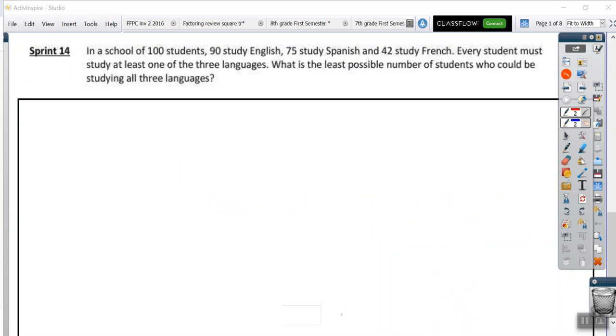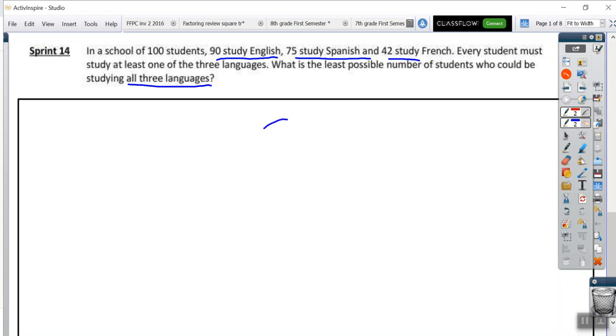All right, this one is fairly quick. We have 100 students total. In those 100 students, we have 90 who study English, 75 Spanish, and 42 study French. Every student must have at least one language, so no one can opt out of language. Why would you study 3? I don't know, but someone wants to. Actually, what we really want to know is how many people study all 3 languages.